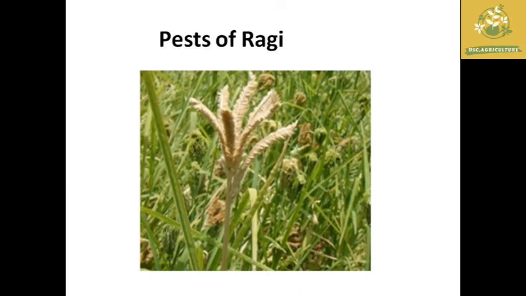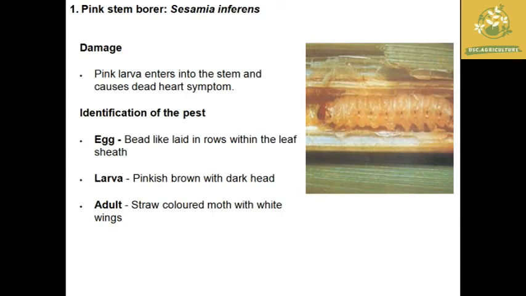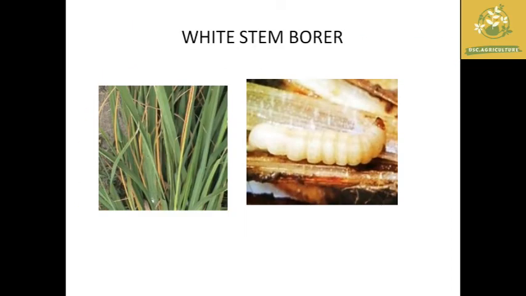And now we are going to the pests of Ragi. These are the pests which are found in Ragi, and the first one is pink stem borer, as I have already told you, which enters into the stem and causes dead heart symptoms. And another important pest of Ragi is white stem borer.